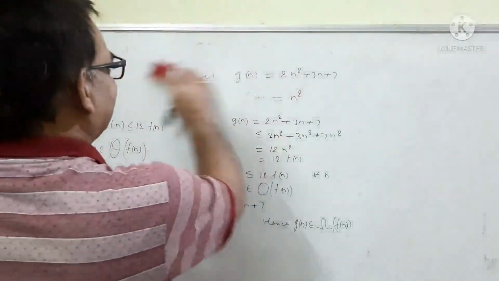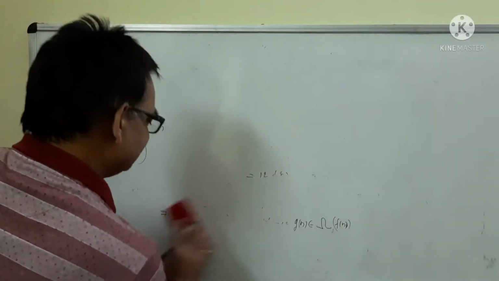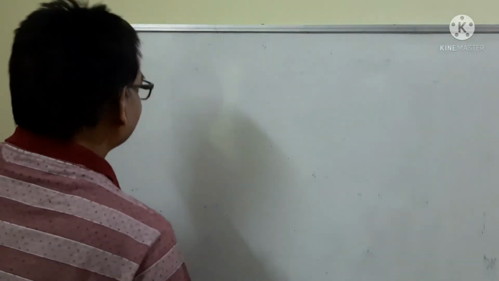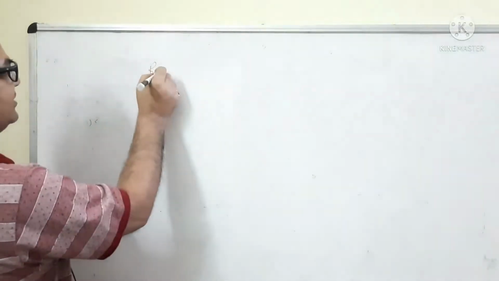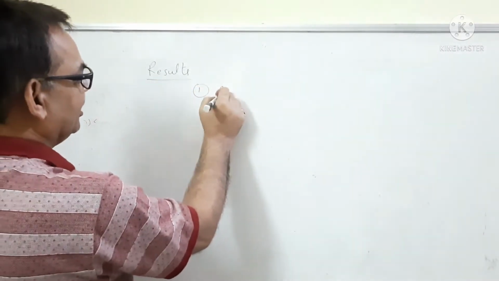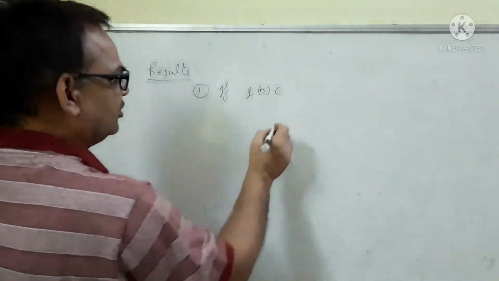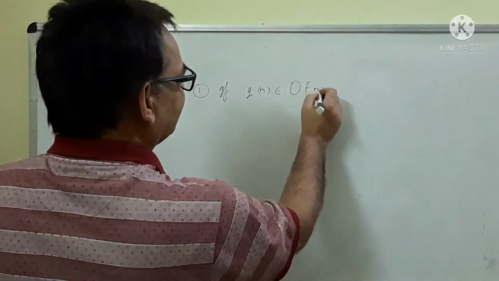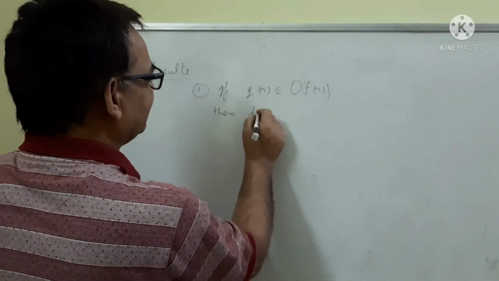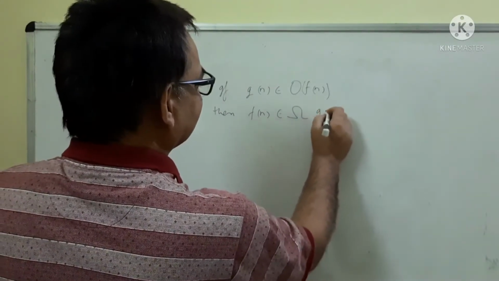Now I will give you some results. The results are: number 1, if Gn belongs to big O Fn, then Fn belongs to big omega Gn.